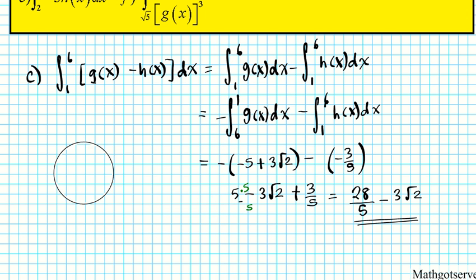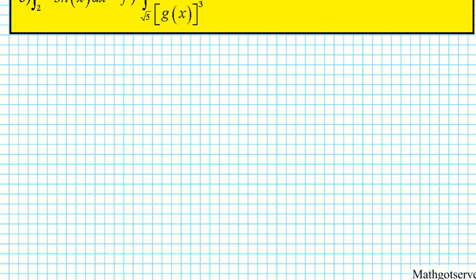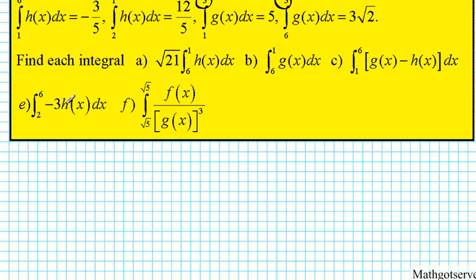Alright, let's move on to letter D. We are looking for, oh boy, I think I jumped from C to E. Let's look at E then. Let's call it D. So for D, which is E in this case, we're looking for the antiderivative from 2 to 6 of negative 3h of x dx.